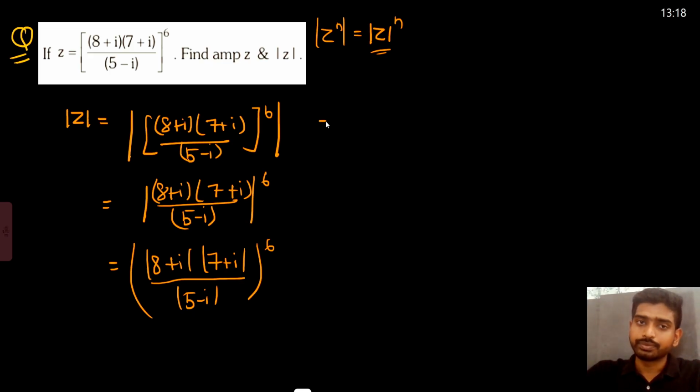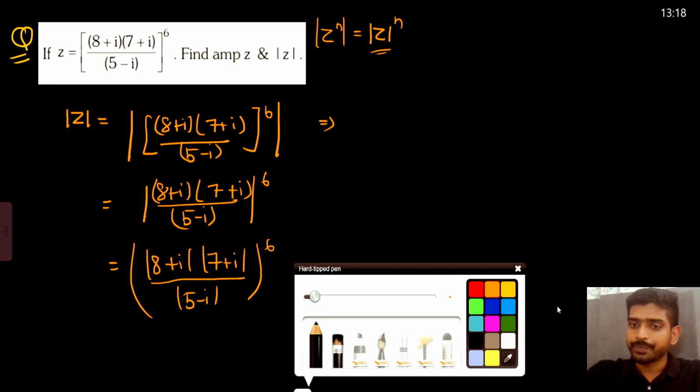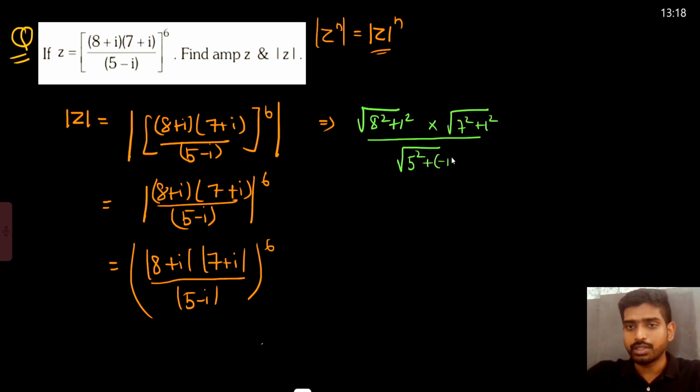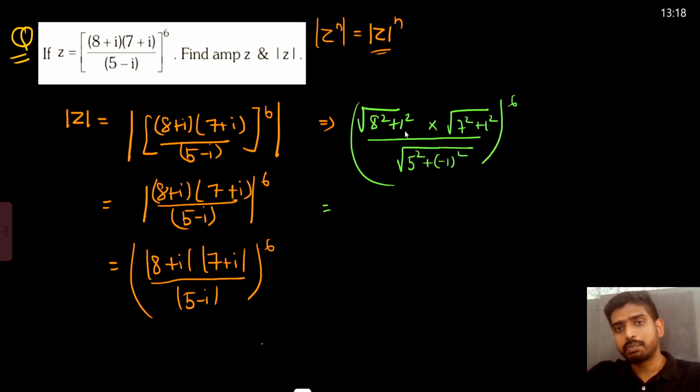So we'll see here what is the modulus of 8 + i. The modulus of 8 + i will be the square root of 8² + 1², multiplied by the square root of 7² + 1², similarly, divided by the square root of 5² + (−1)², the whole to the power 6. So 8 square is 64, plus 1.